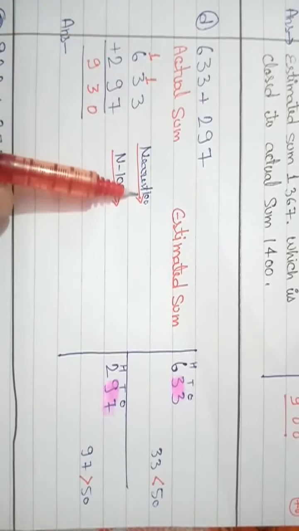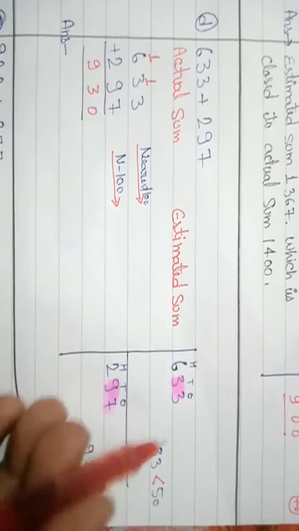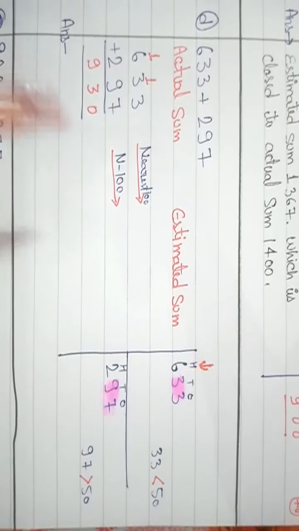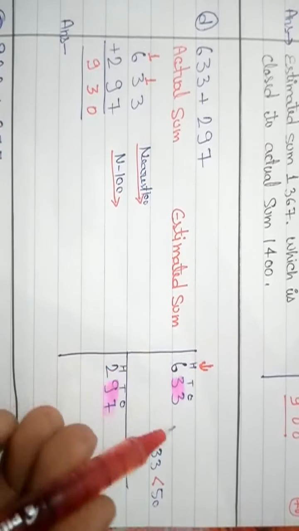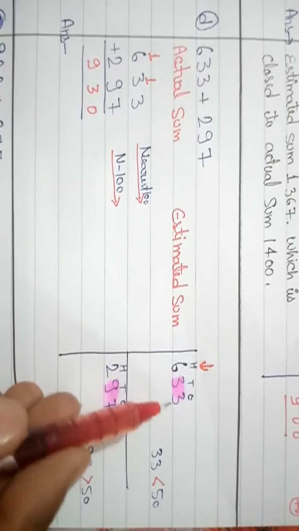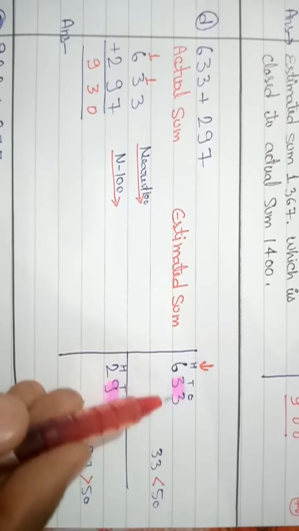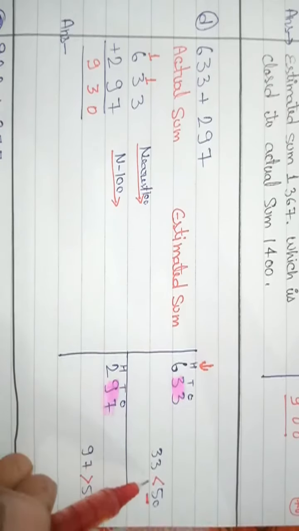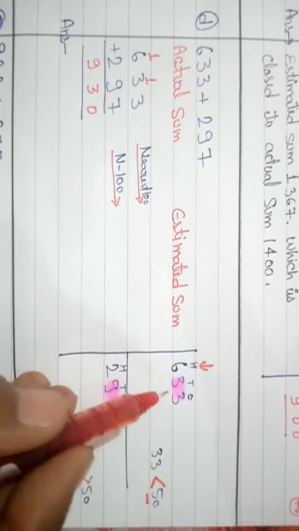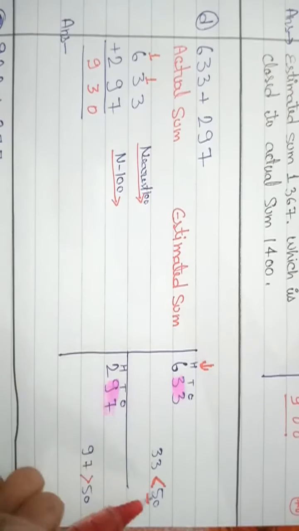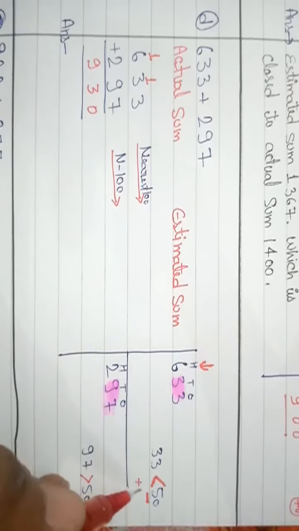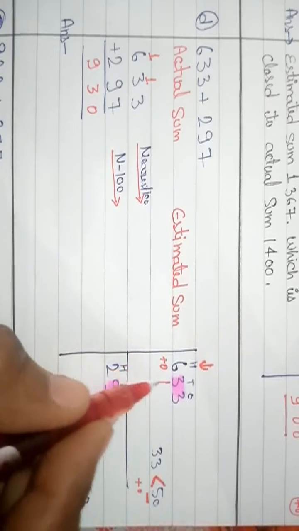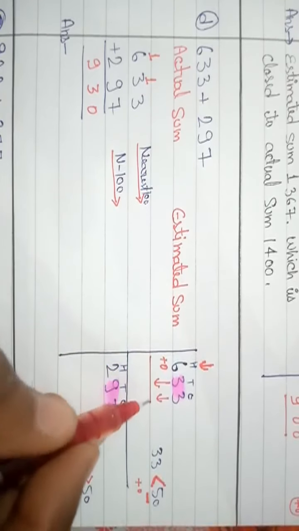Now the nearest 100 of 633. First, target the 100 place, because we want the nearest 100. Now highlight the right hand side place, which is 33 here, and we will compare it with 50. It is less than 50, so we will add 0 in the target place and the highlighted place will be 0.